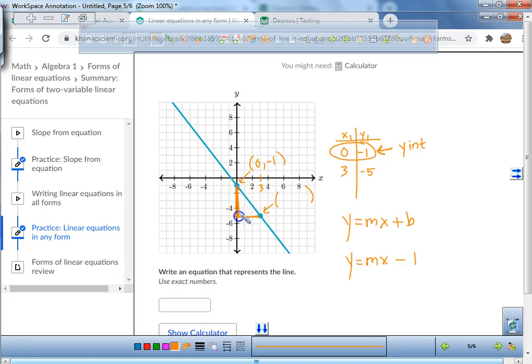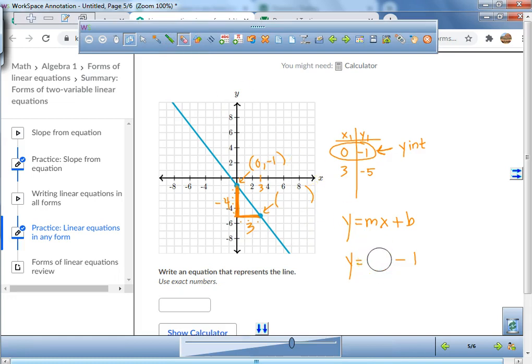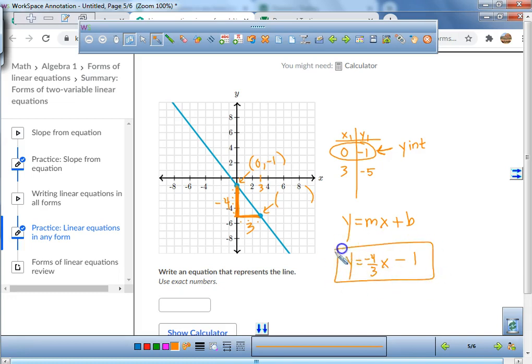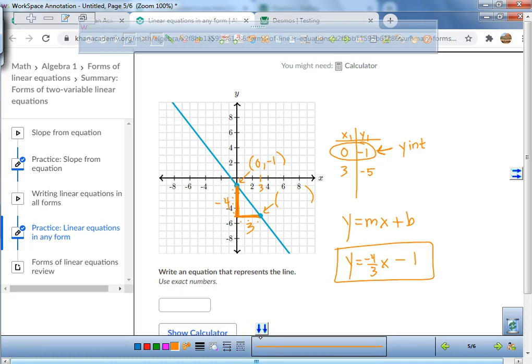Can everybody see the slope right here? How much does it go down and how much does it go over? It goes down 1, 2, 3, 4. It goes over 1, 2, 3. So it goes down -4 and over 3. So what am I going to put right here for my slope? I'm going to put -4/3 x. And that's what I'm going to type into the Khan Academy.